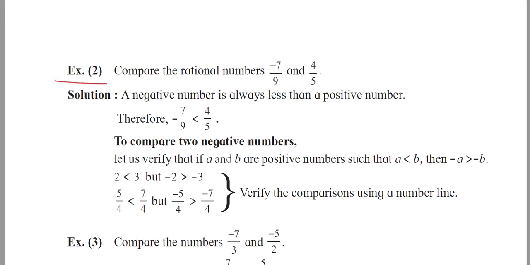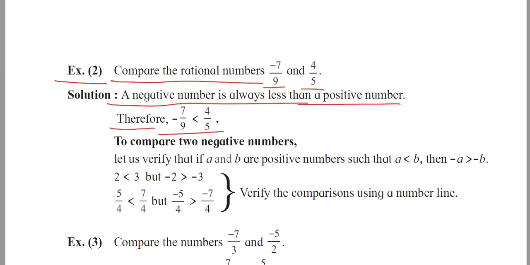Compare the rational numbers, that is, minus 7 upon 9 and 4 upon 5. Now every time the negative number is less than the positive number. Therefore, minus 7 upon 9 is less than 4 upon 5.